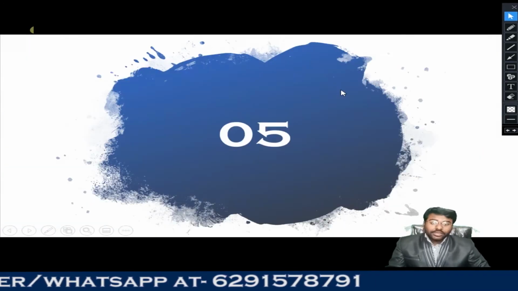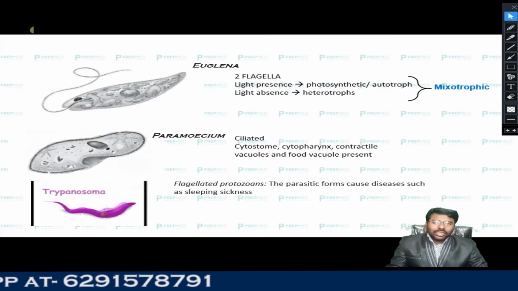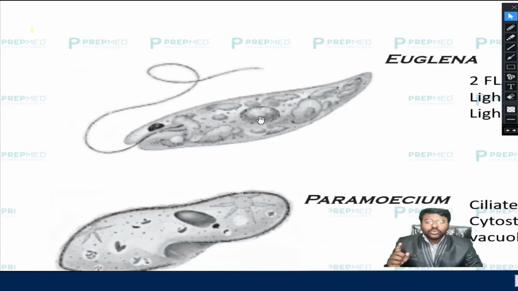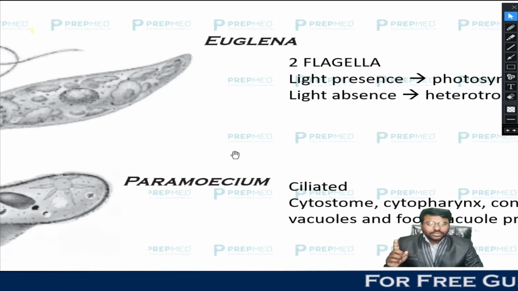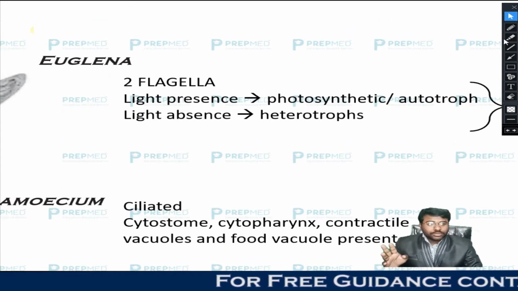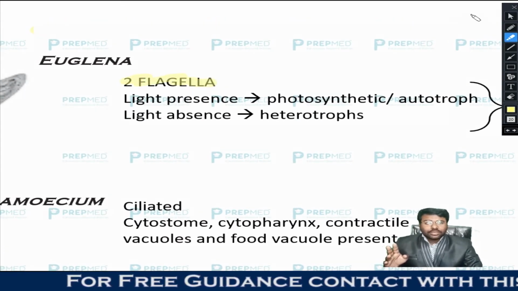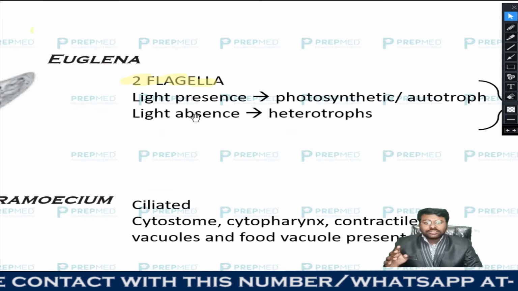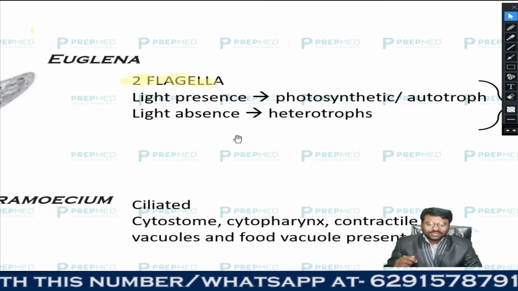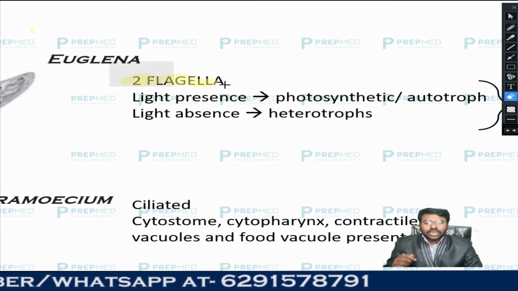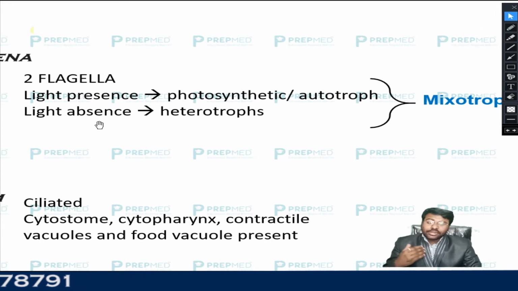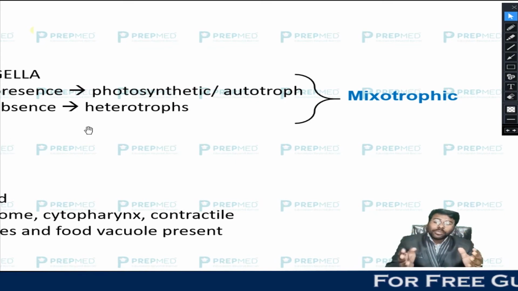Now coming to the next slide, number 5, where you can clearly notice 3 images. The first image is the Euglena. The most important point is that there are 2 flagella. You can see one flagellum outside, but another flagellum is present inside the cell. In the presence of light, Euglena acts as a photosynthetic organism, and in the absence of light it acts as a heterotroph. So this is a mixotrophic organism.